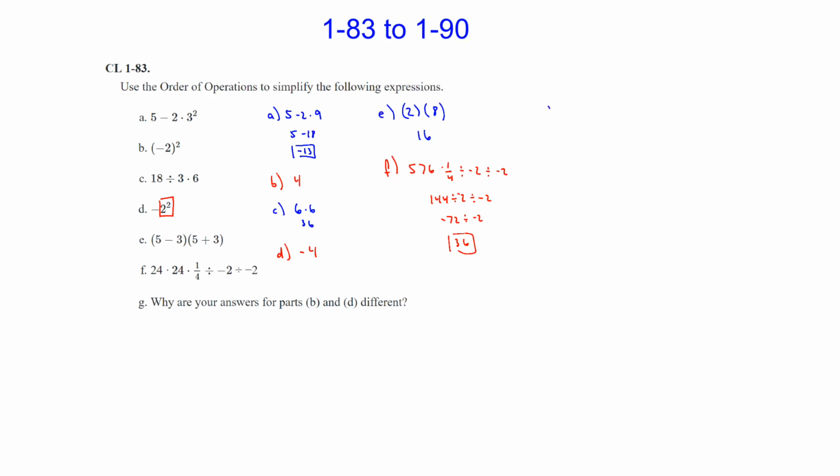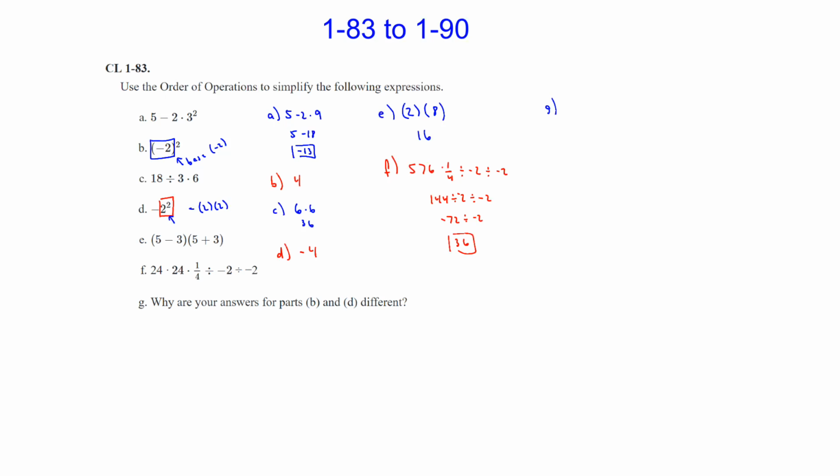And then G asks, why are answers from part B and D different? Well, we already talked about that. In part B, the base, which is what you are raising to the power of 2, is the quantity negative 2, whereas the base in the D is just the 2. So it's negative and then 2 times 2.